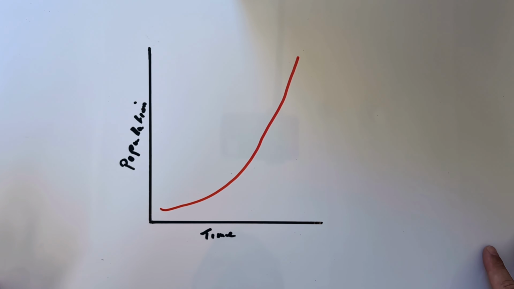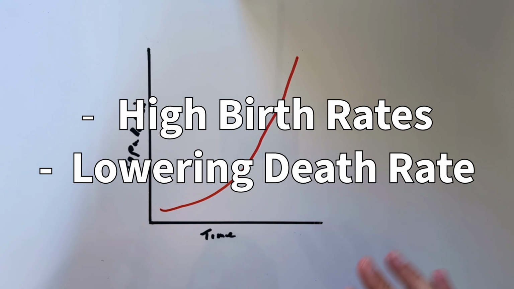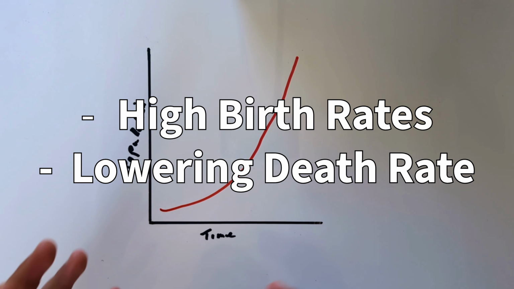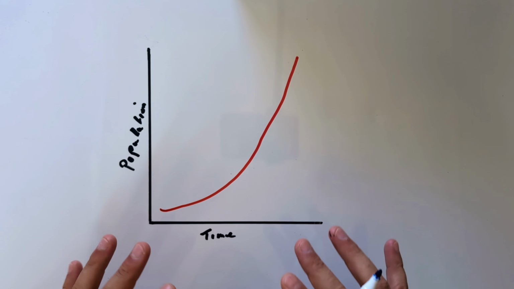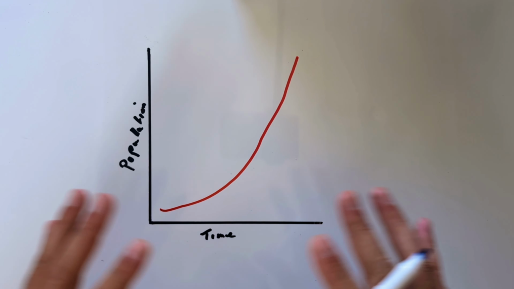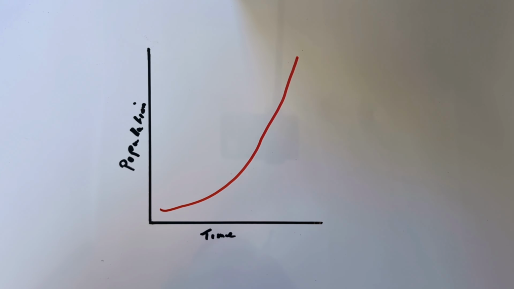Now, that comes from high birth rates and lowering death rates. So at this time in the UK, medicine was becoming more scientific, but birth rates were still incredibly high. There were still traditional roles for women and a lack of female education, so the birth rate was very high.